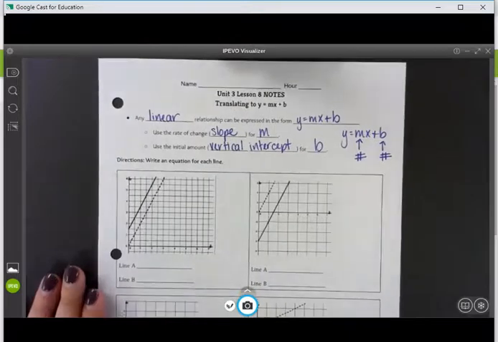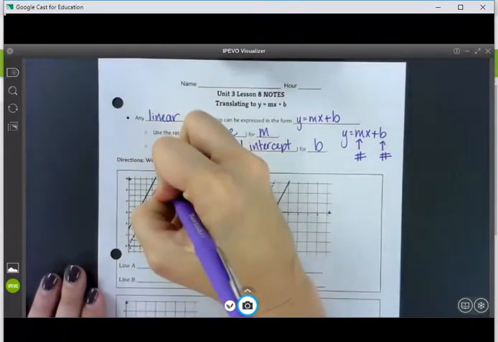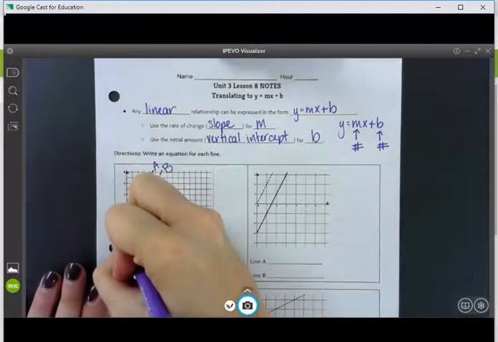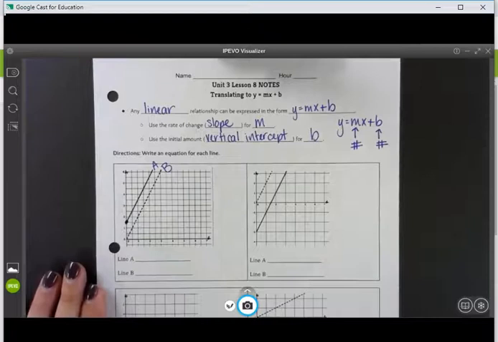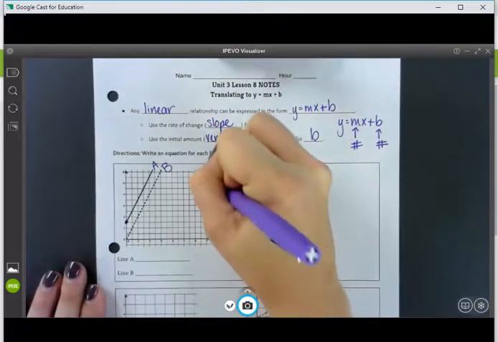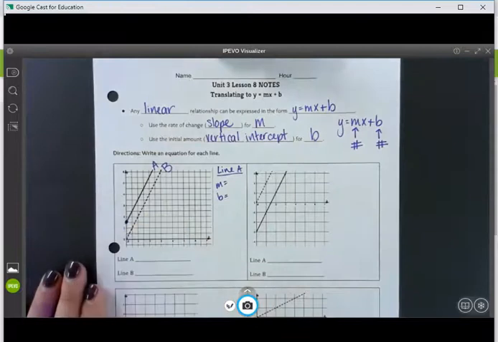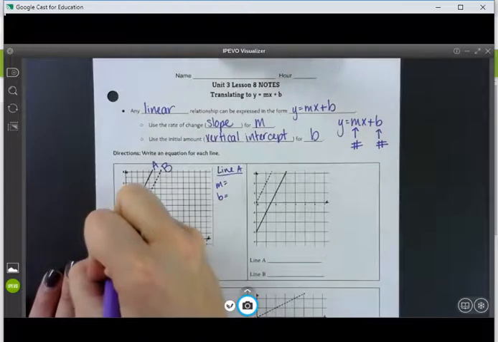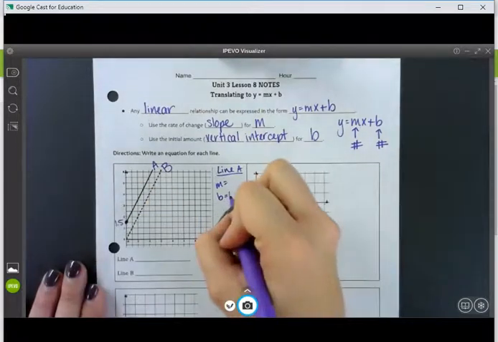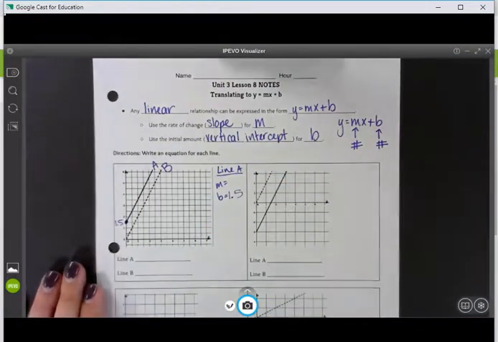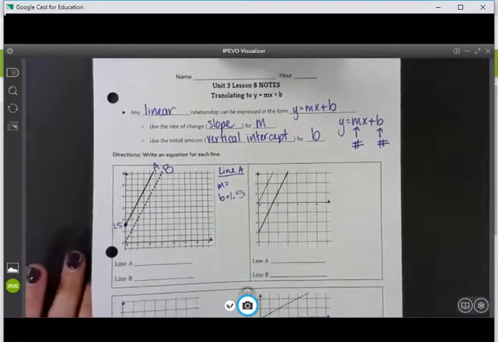All right, so let's look at a few lines. We're going to call this first one line A, the next one line B. So we need to look at where that line hits the y-axis, because that's going to be our vertical intercept. So for line A, our vertical axis, notice each box is worth a half, so that's halfway between 1 and 2. So our vertical intercept is going to be 1.5. So our b value in our equation is going to end up being 1.5.